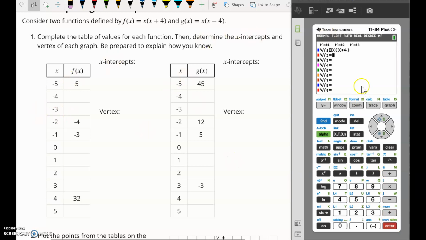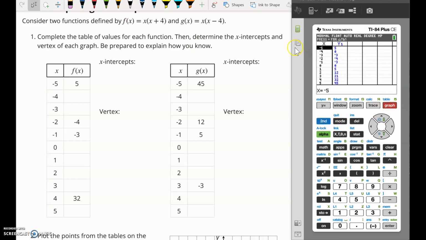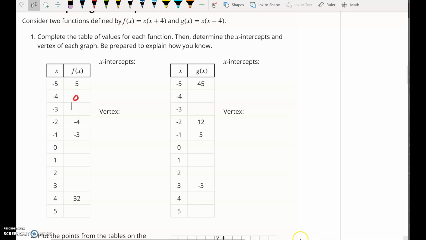Now, I can use the table function on my calculator. Notice if I hit graph, it'll graph that function, but I want the table, so I want the second function of the graph key. And here's my table. I can just copy this table of values. Notice whenever x is -5, y is 5. Whenever x is -4, my y value is 0.